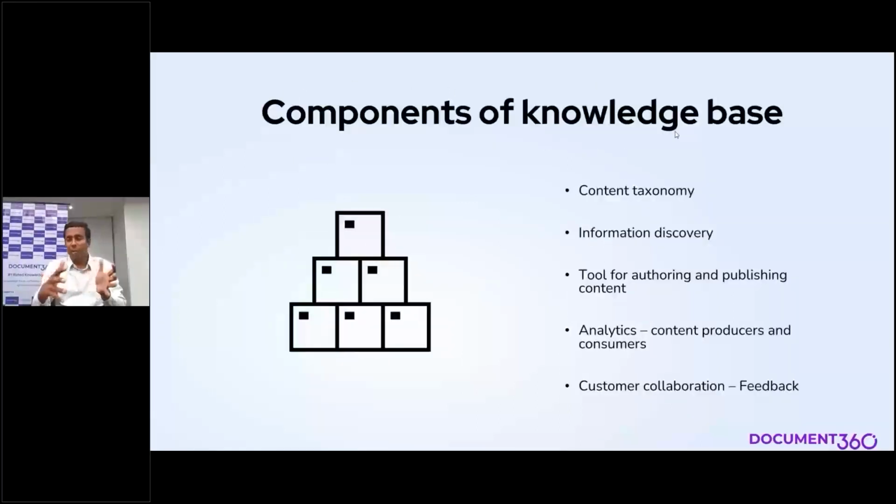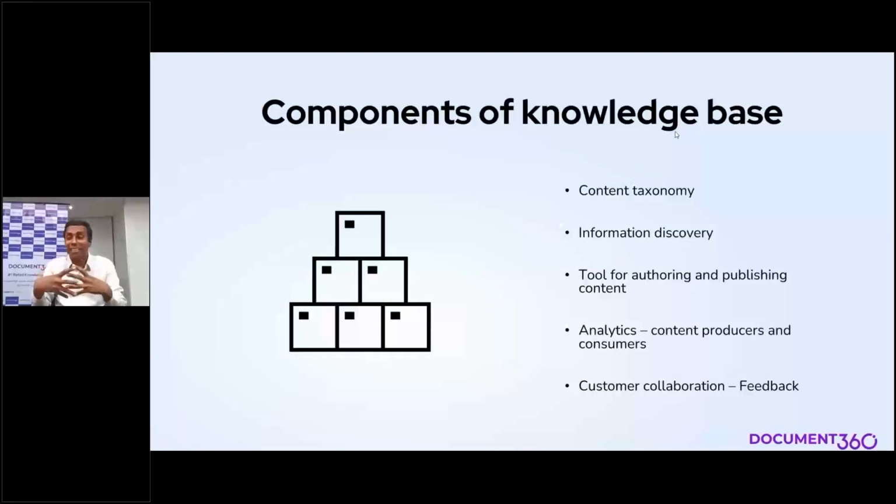And let's come to the exciting part. What are the components of a knowledge base? It falls under 5 themes. The first theme is your content taxonomy, in terms of how you are going to structure your content. More importantly, how are you structuring your content in your customer lens?